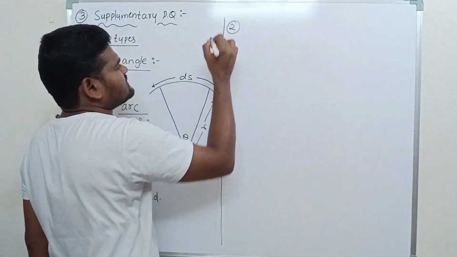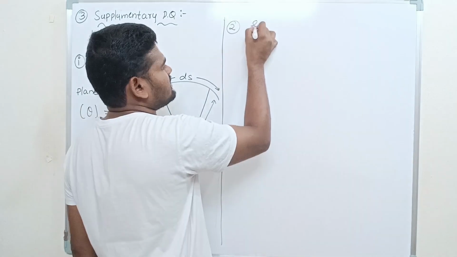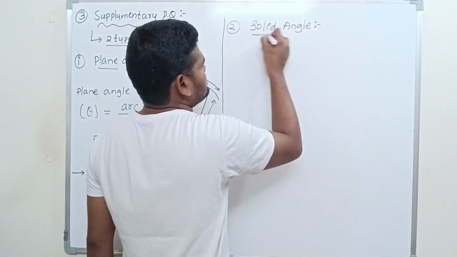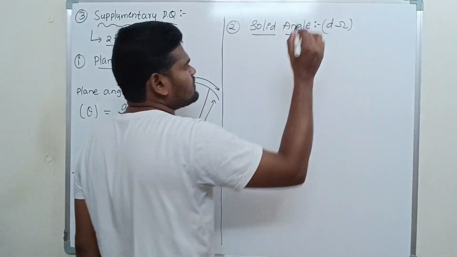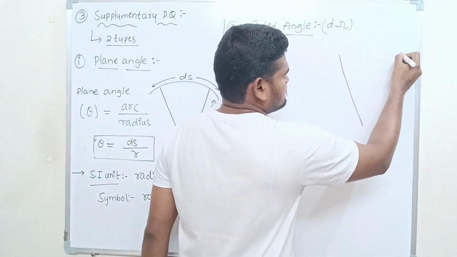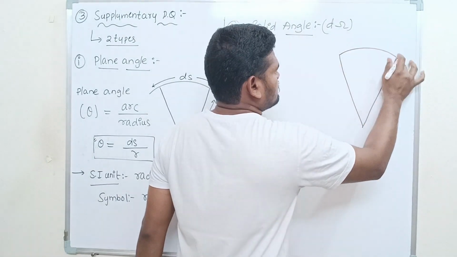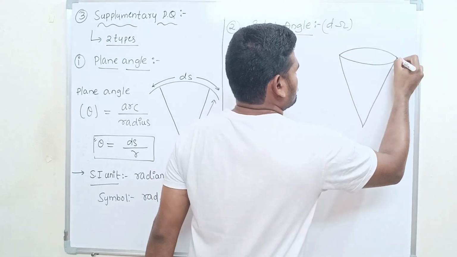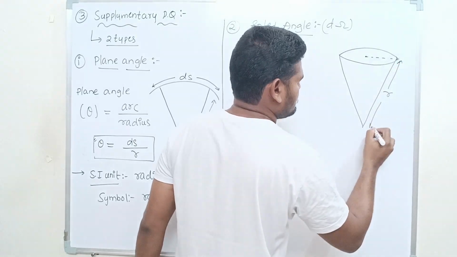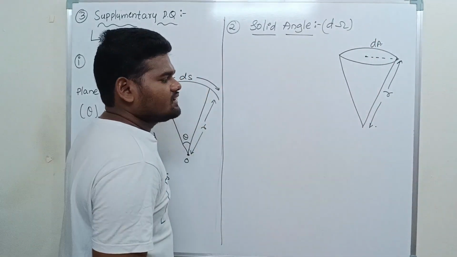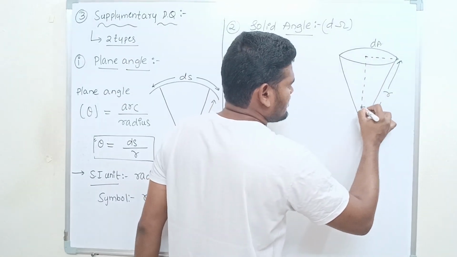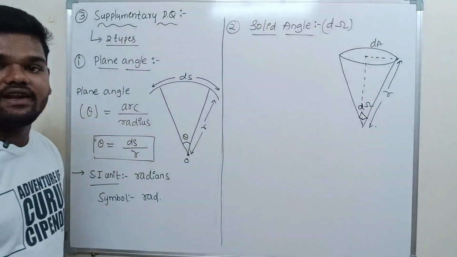The second type of supplementary physical quantity is the solid angle. A solid angle can be denoted by d omega. This is the surface area of a circle, that is dA, and from the center we are taking an angle. This angle is called d omega, that is the solid angle.